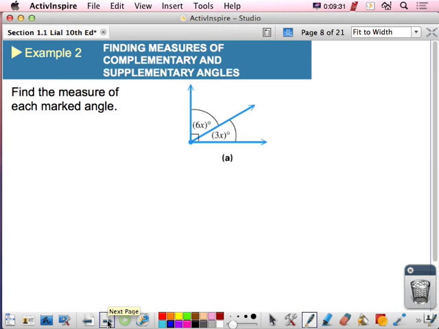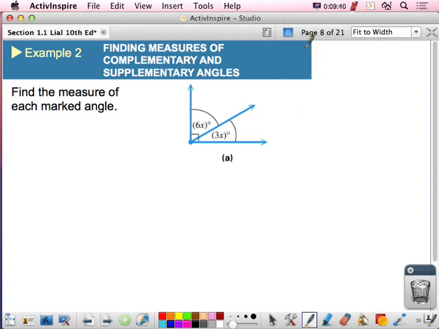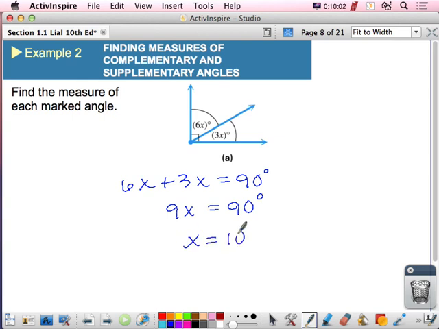I'm going to pause and I want you to work this problem. It says, find the measure of each marked angle. For this problem, we have a diagram, and we can see that together those two angles have to be 90. We can tell because it has the 90 degree mark there. So together they have to equal exactly 90 degrees. So we know that 6x plus 3x must equal 90. So 9x has to be 90, which means that x has to be 10.